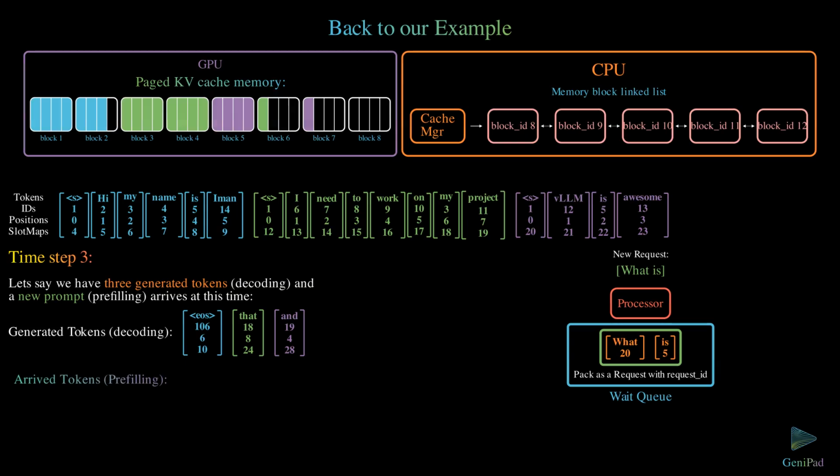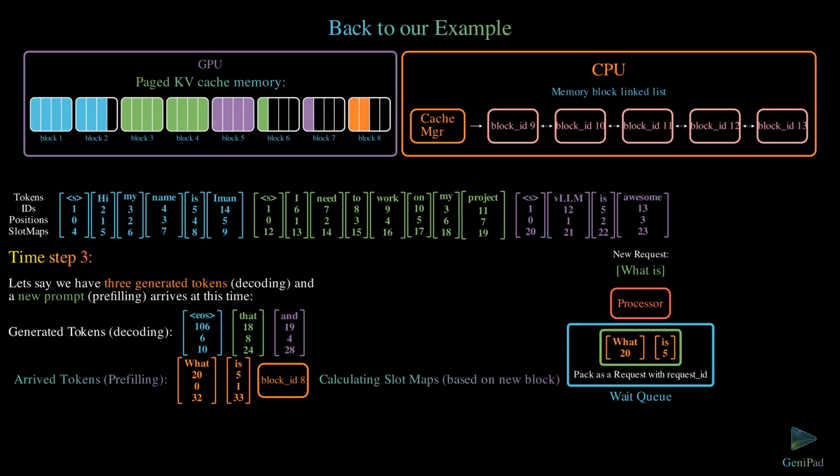Thanks to the improved design in vLLM v1, each step can handle both decoding and prefilling requests simultaneously. This means the new request is processed in the same step. The KV manager allocates the necessary blocks, computes the slot mappings, and places the request's tokens into the appropriate GPU blocks.